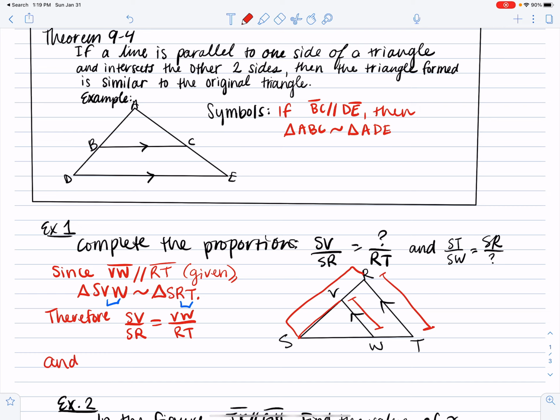And the second proportion: ST over SW equals SR over what? Okay, ST, that's this side. Let's use a different color. Sorry, I'm marking it up a lot. ST over SW, the smaller one of that same side, equals SR, the bigger one, over the smaller one up here, SV. Okay, order matters.